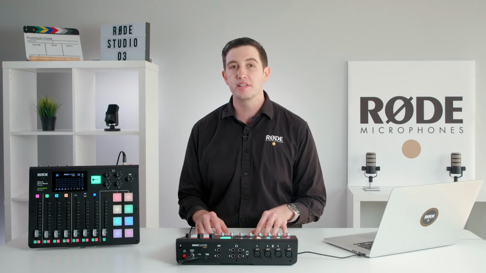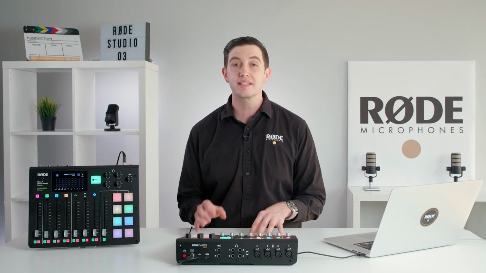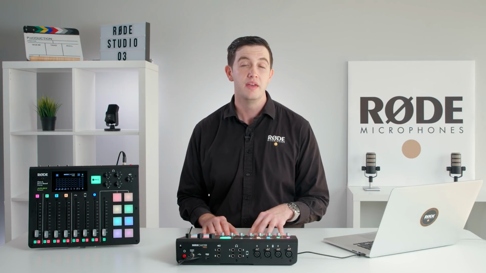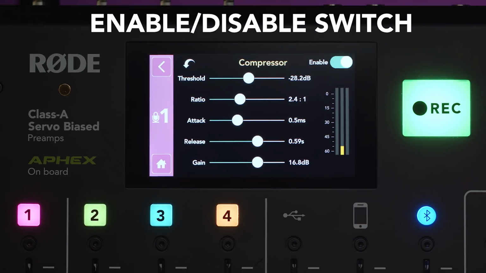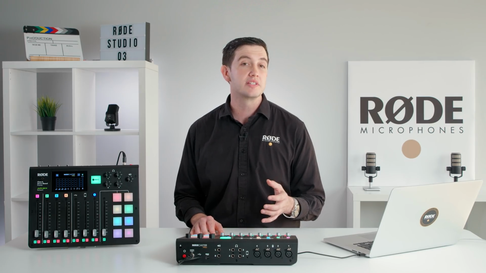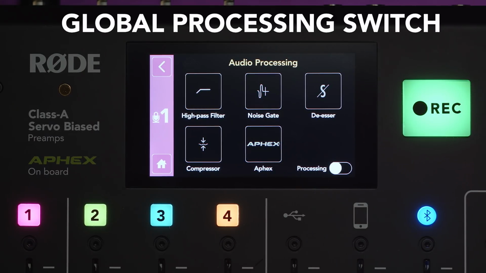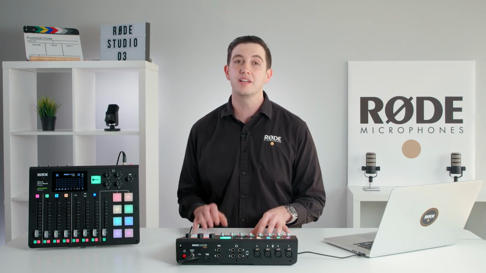Now, we realize that more control inevitably means more potential for things to get a little confusing, so we've equipped each processor with an undo function. This will essentially revert your settings back to the configuration you had when you first opened that particular processor. On top of this, we've added an on-off slider to each processor so you can quickly gauge how your adjustments are improving your sound. We've also included a similar control to the effects menu so that you can quickly turn all of your processors on or off in a single press.